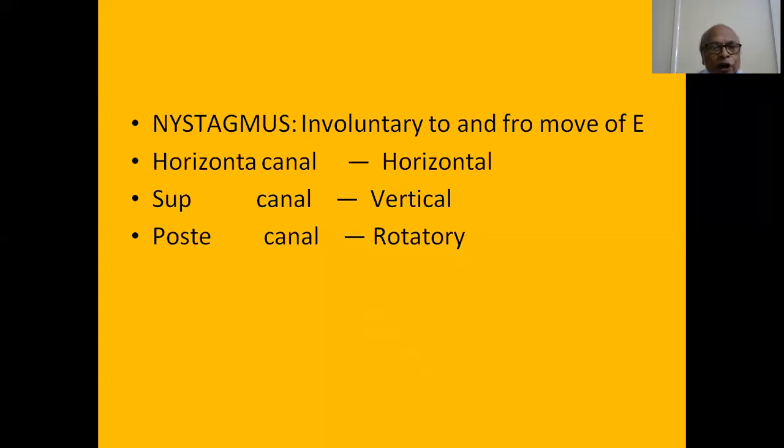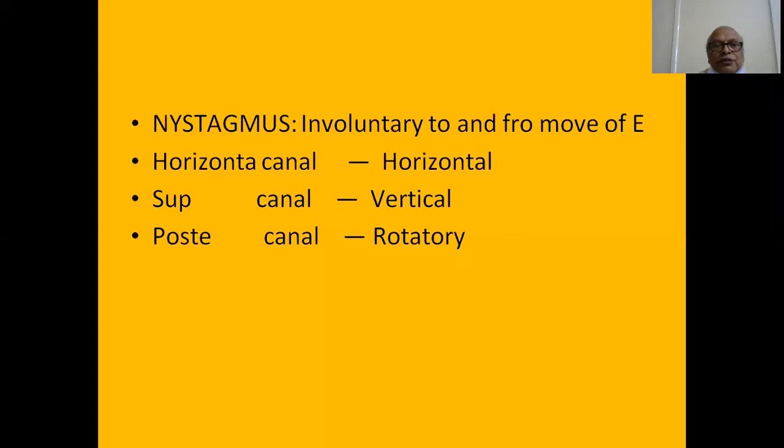If you stimulate the horizontal canal, you will find horizontal nystagmus. If you stimulate the superior canal, you will find vertical nystagmus. Whereas if you stimulate the posterior canal, you will find rotatory type of nystagmus.